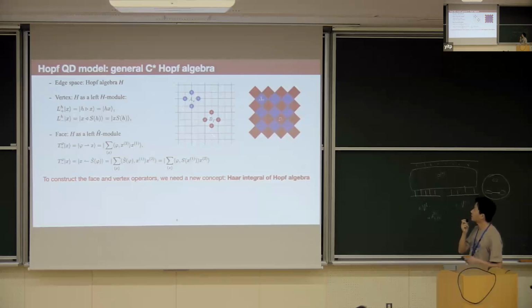Actually, the model is constructed in the following way. We know that we have the lattice. This is the black lattice. And for each edge, we just put a Hopf algebra on each edge. Then we take the product over all the edges. We get a total Hilbert space.